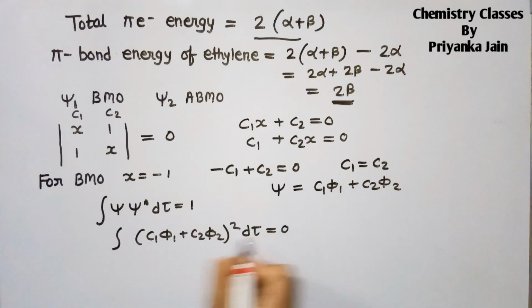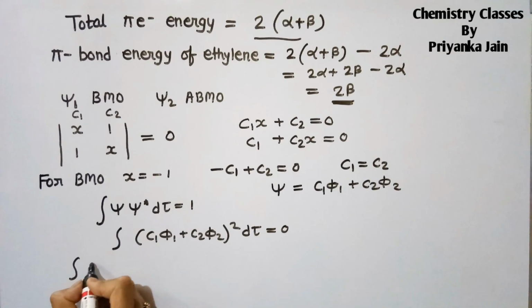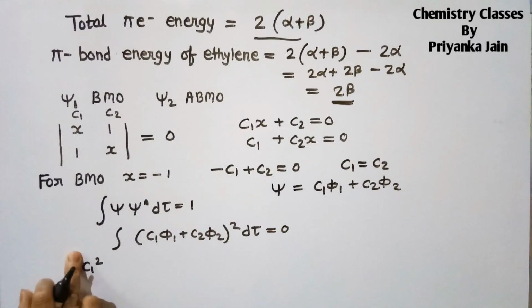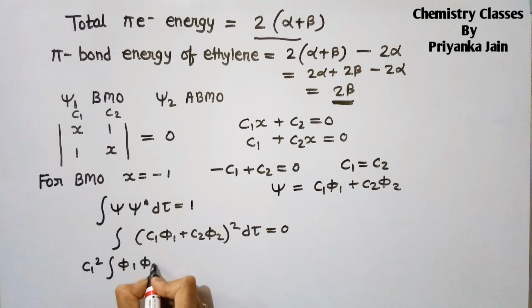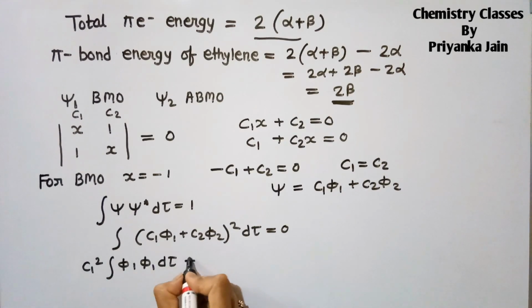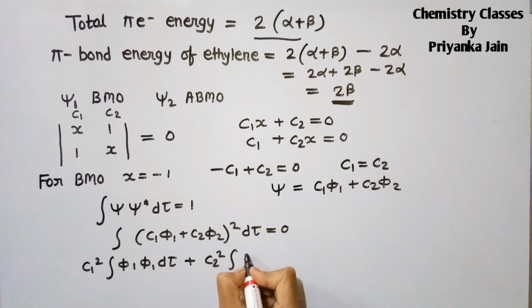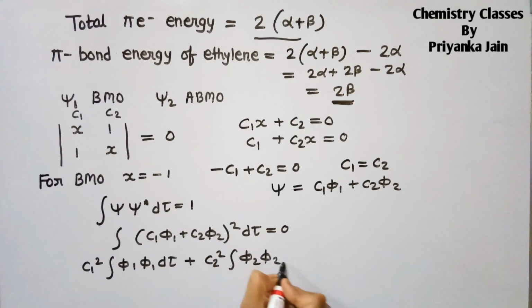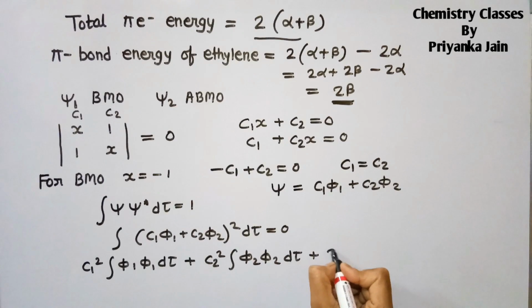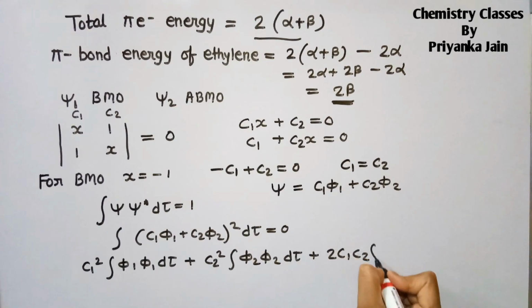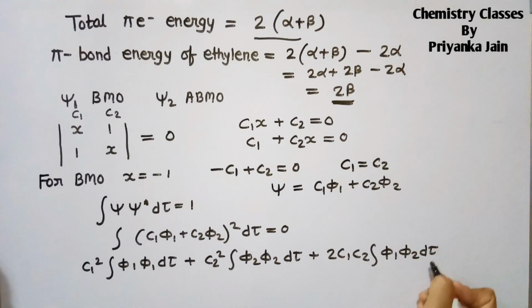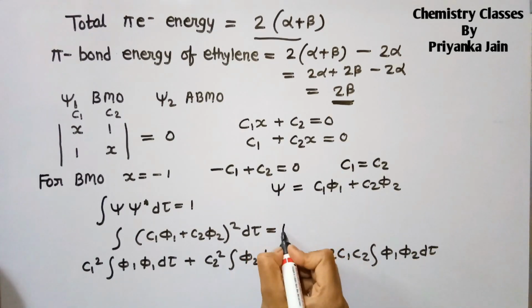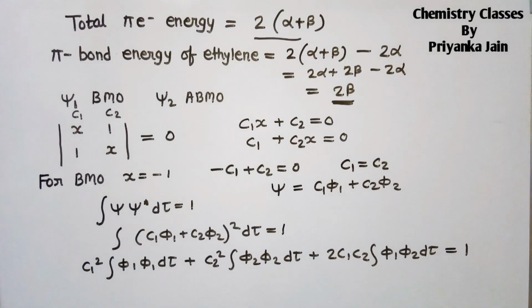d tau will be equal to 1, and when we are solving that, what are we getting? We are getting c1 square, and this will be constant, so we can write it outside, integration of phi1 square d tau plus c2 square integration of phi2 square d tau plus 2 c1 c2 integration of phi1 phi2 d tau. Okay, and this is actually 1. Okay, so this will be equal to 1, right?